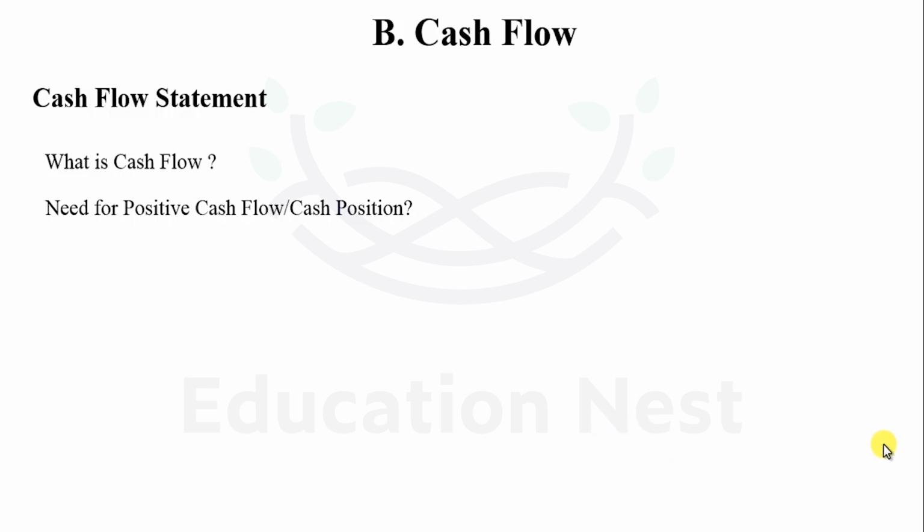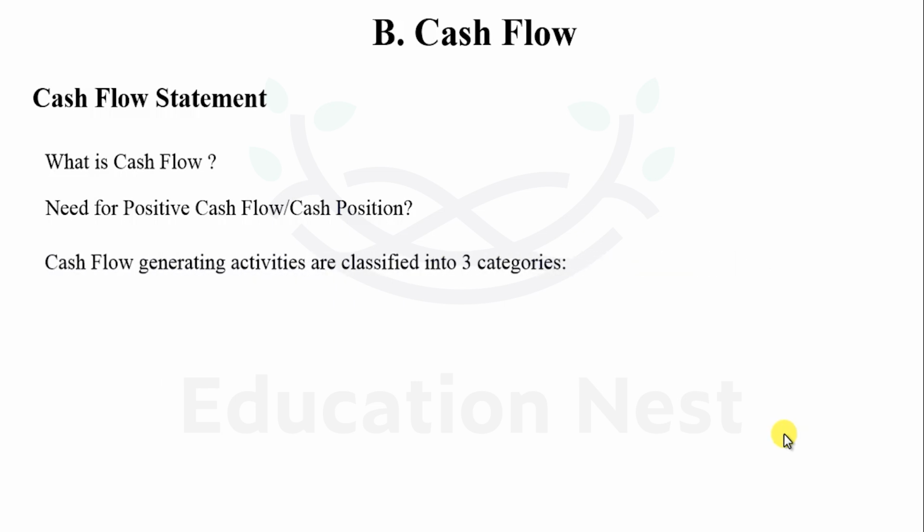So this was all with regard to why the project manager needs to maintain a positive cash flow or a positive cash position. Now, cash flow generating activities are classified into three categories: operating activities, investing activities, and financing activities.